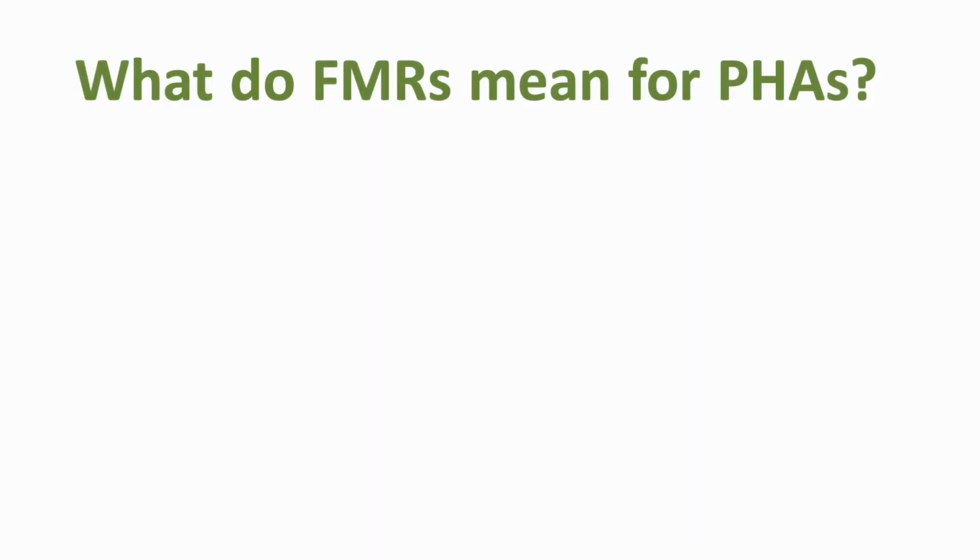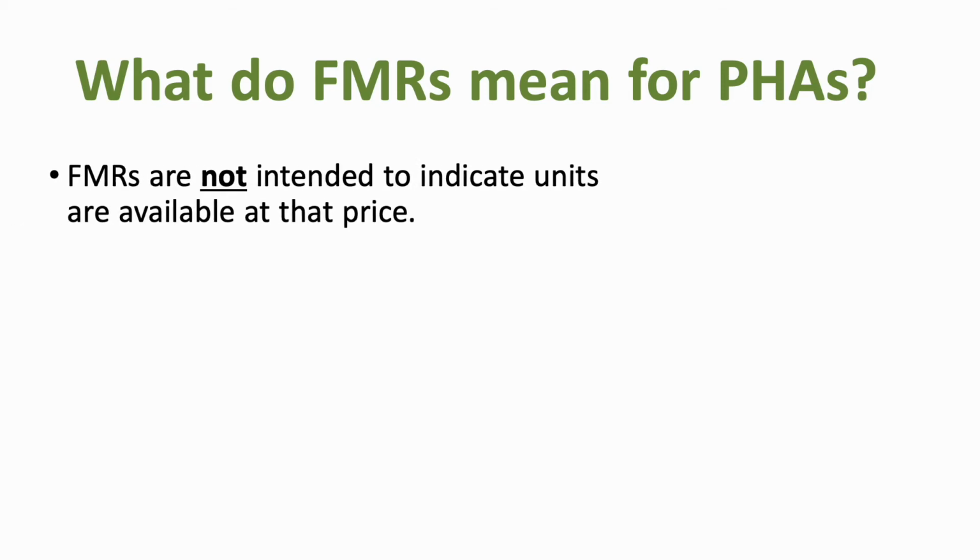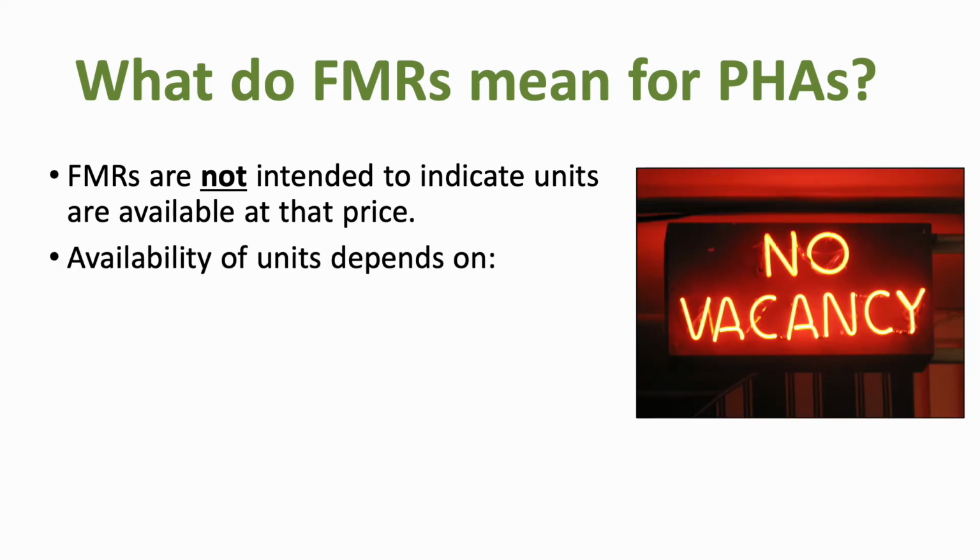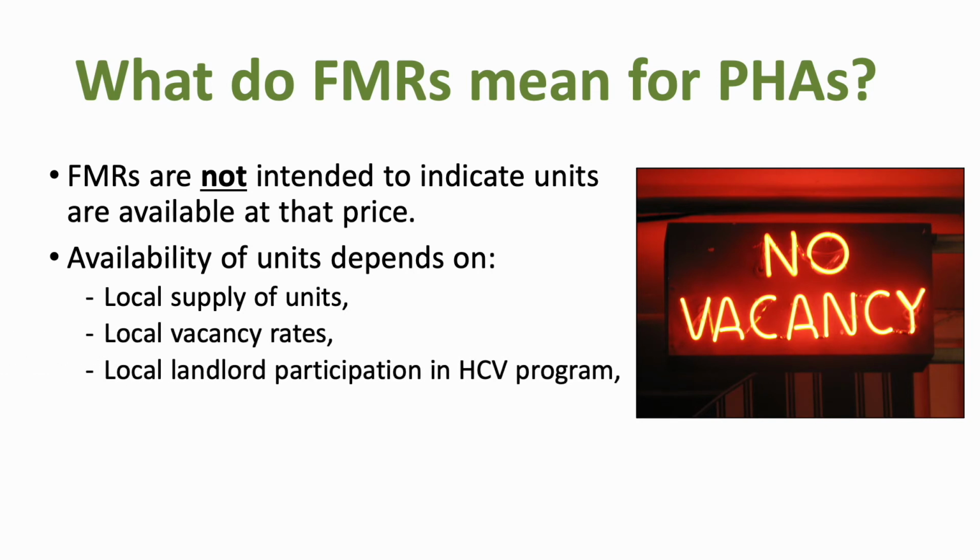Although FMRs may reflect rent in a low to moderately priced dwelling unit, it is important to recognize that HUD FMRs are not intended to indicate that units are available at that price. The availability of units is dependent on local factors such as the supply of units, vacancy rates, landlord participation in the HCV program, and recent market trends that may not have been captured in HUD's FMR analysis.